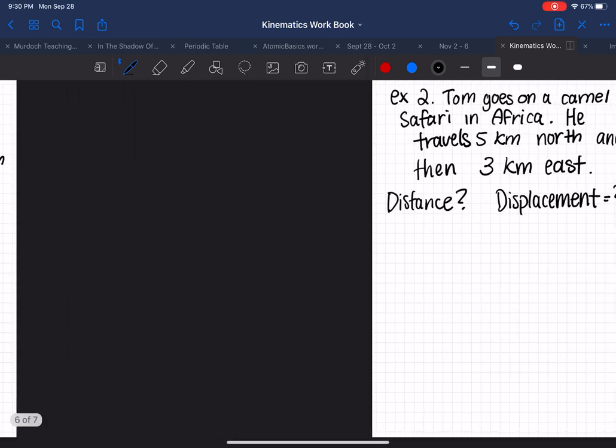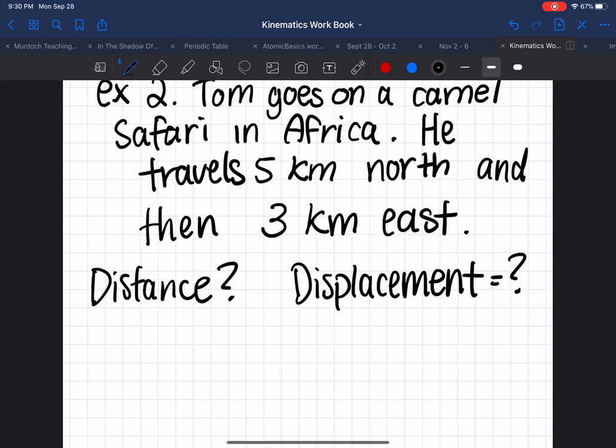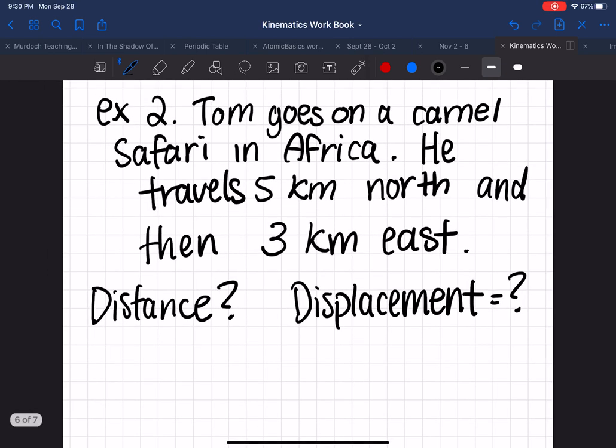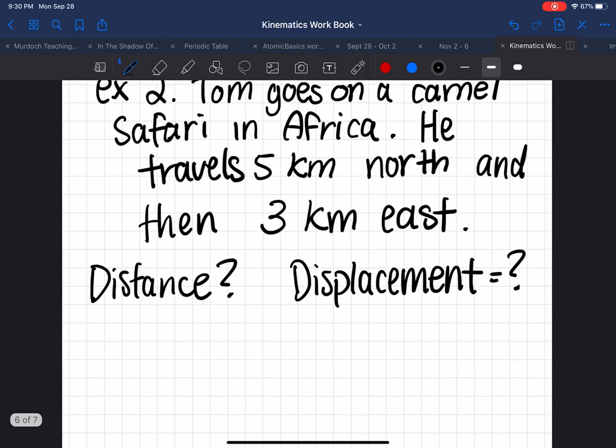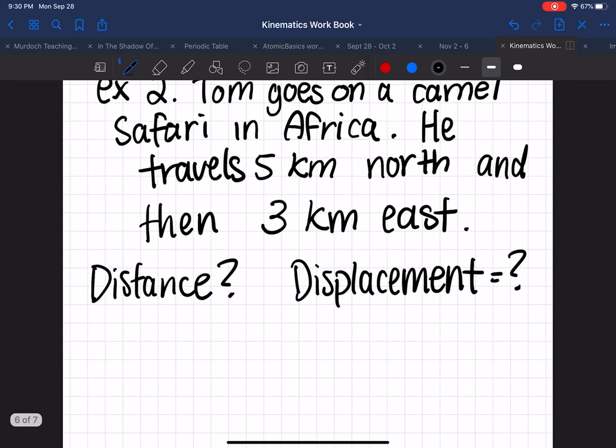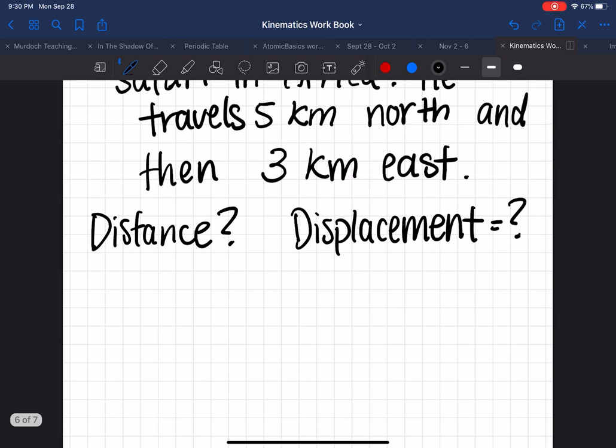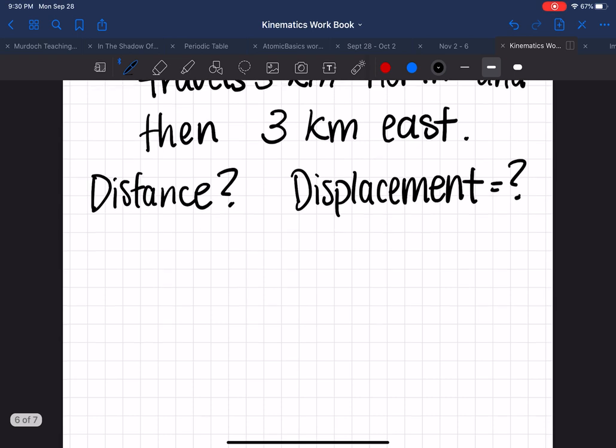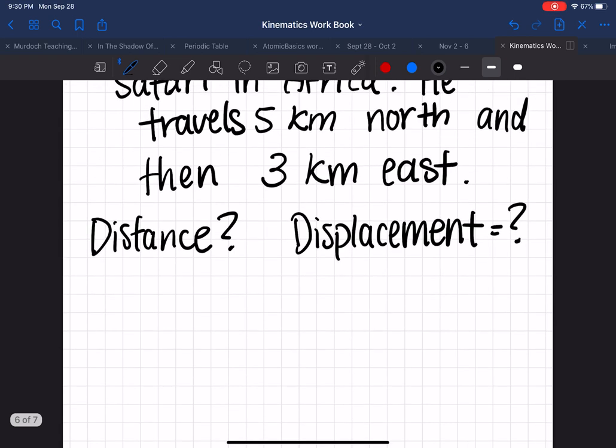Okay, next question. Example 2. Tom goes on a camel safari in Africa. He travels 5 km north and then 3 km east. Let's discover his distance and displacement. So let's draw it out. He goes 5 km north and then 3 km east.